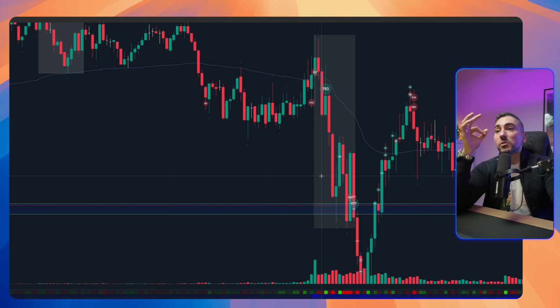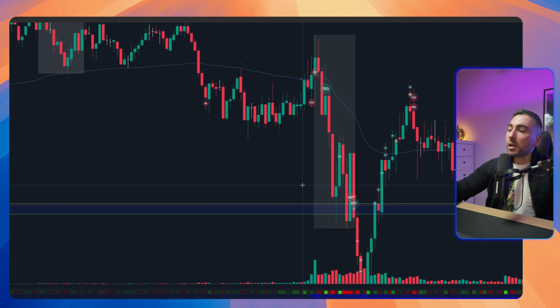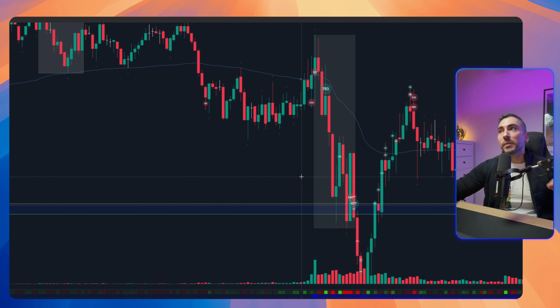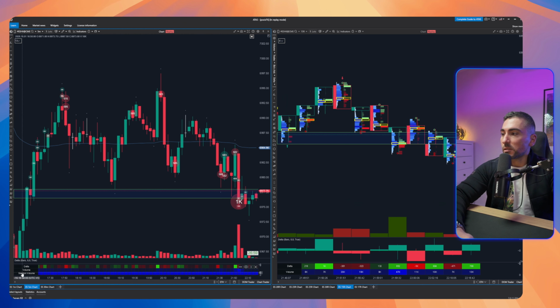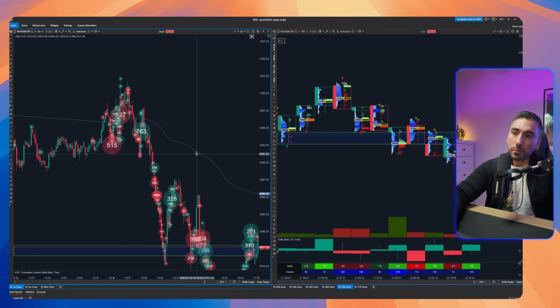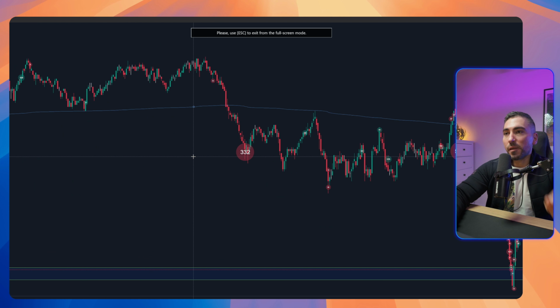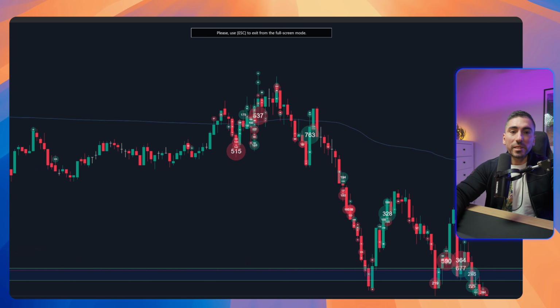Okay, and I want to see true strength of the sellers as well. For that, we have to go even lower. We have to look at the footprint, or we can look at the M1 with the big trades. So let's go lower. So we come to the M1 with the big trades, and this is one of my favorite ways of reading order flow. So we see the same thing, right?